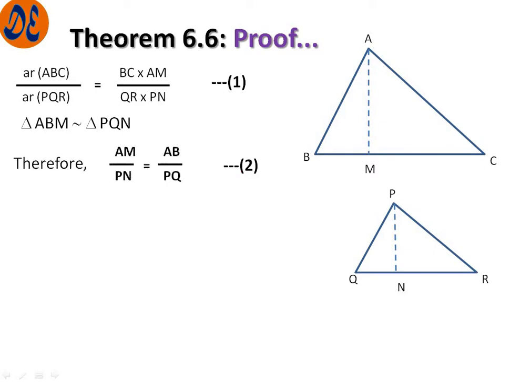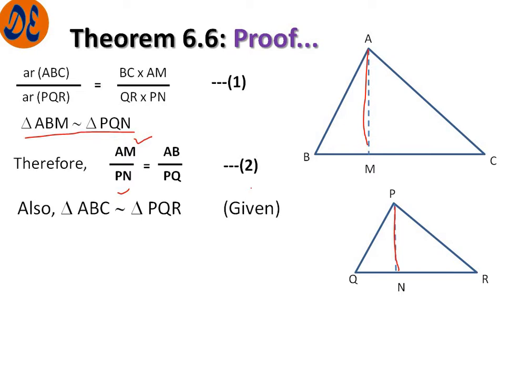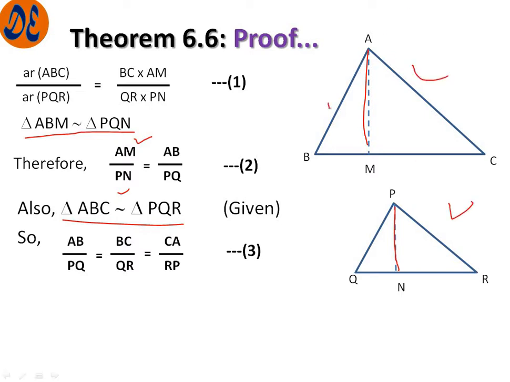What do we get then? If these two triangles are similar, AM by PN is equal to AB by PQ. Also, triangles ABC and PQR are similar. So since both the triangles are similar, the ratio of corresponding sides will be equal. That we have known from the earlier slide.